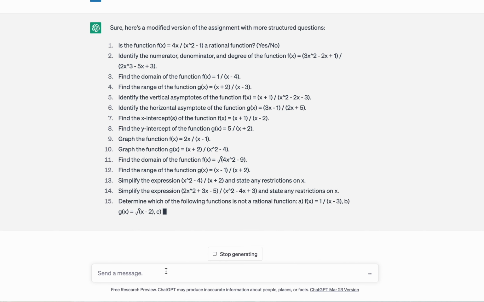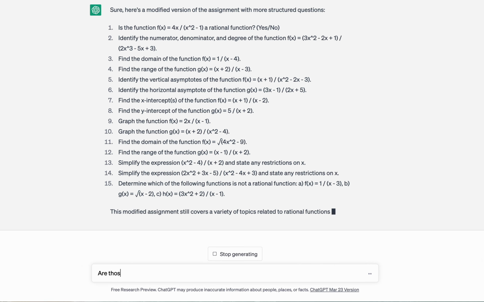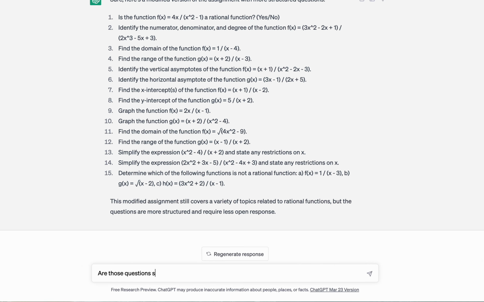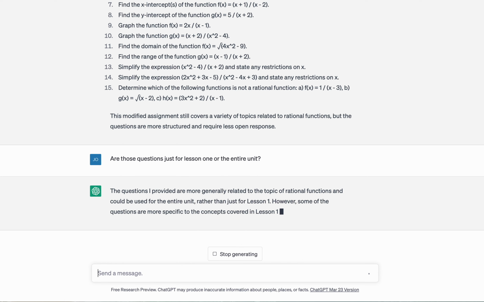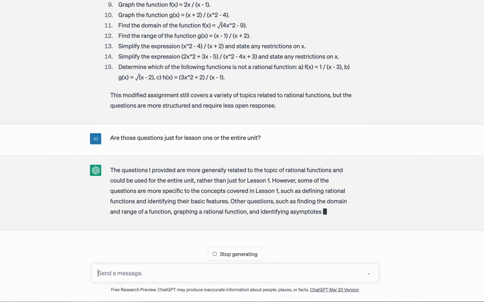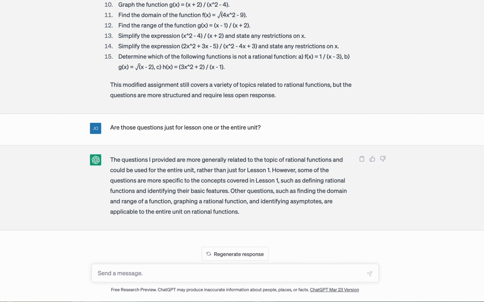So let's ask, are those questions just for lesson 1 or the entire unit? Okay. Yeah, that's what I thought. Here are some questions more specific to lesson one. Some of them are. Okay. Can you, let's knock it down to 10. Just create an assignment on lesson one.